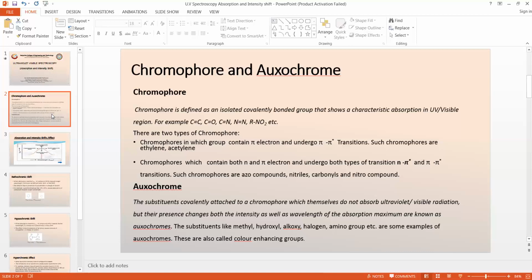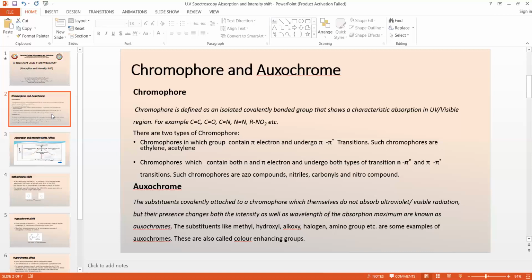There are two types of chromophore. The first type is a group that contains pi electrons and undergoes pi to pi star transition. Such chromophores are ethylene and acetylene. The second type contains both n and pi electrons and undergoes both types of transition, n to pi star and pi to pi star. Such chromophores are azo compounds, nitriles, carbonyls, nitro, etc.